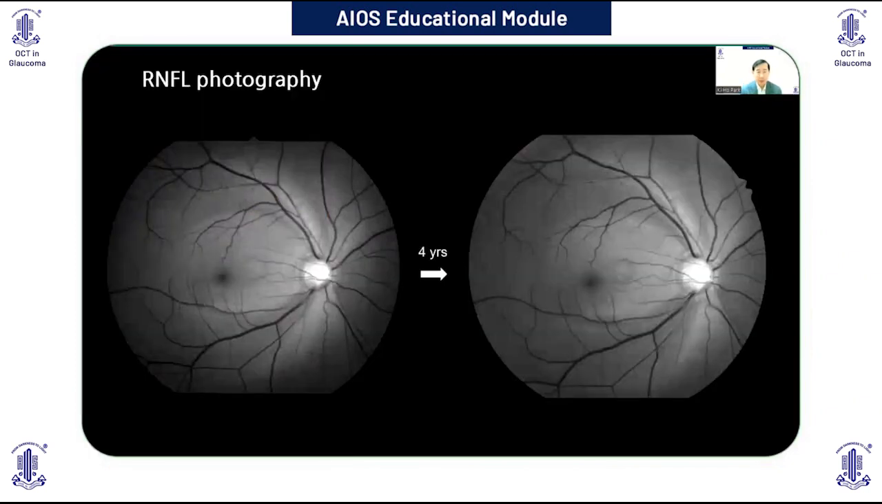In the RNFL photography, we can clearly detect RNFL defect. In this case, superotemporal and inferotemporal defect. After 4 years, you can see the width of the defect has been increased, both in superior and inferior. So photograph is a very good tool to detect early RNFL defect and also to detect progression.